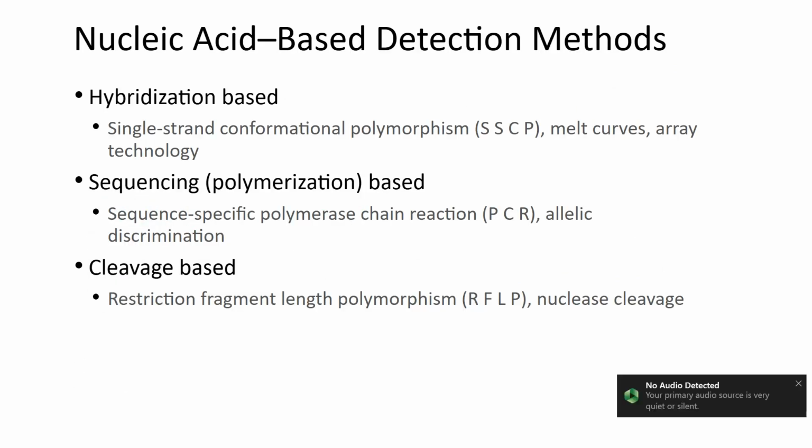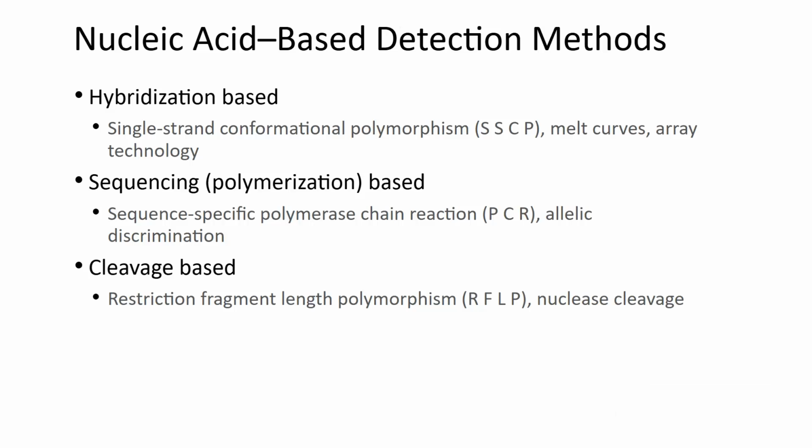Nucleic acid-based detection methods: there's hybridization-based, single-strand conformational polymorphism, melt curves, array technology. There's sequencing, polymerization-based, sequence-specific polymerase chain reaction, allelic discrimination. And then there's cleavage-based, restriction fragment length polymorphism or nuclease cleavage.